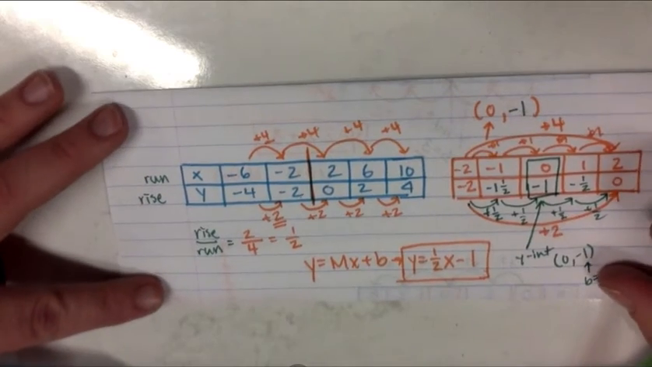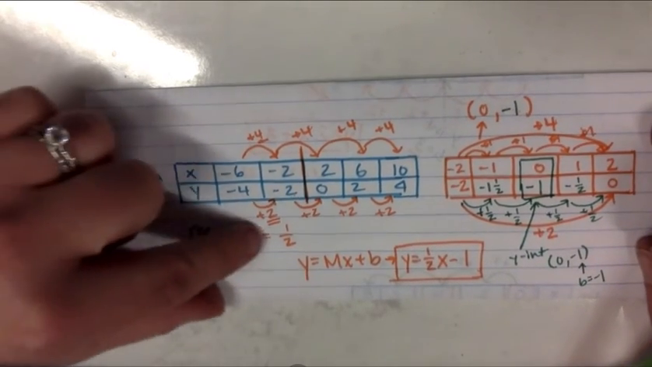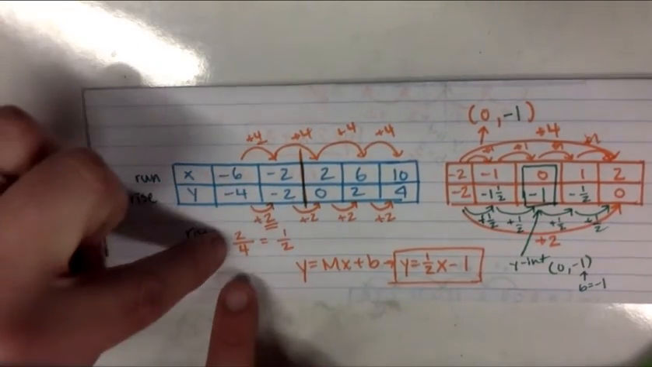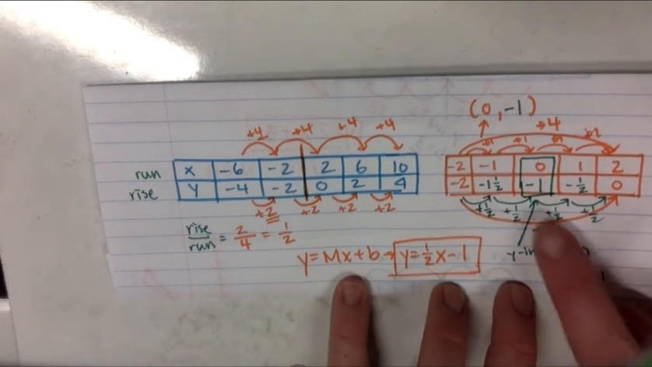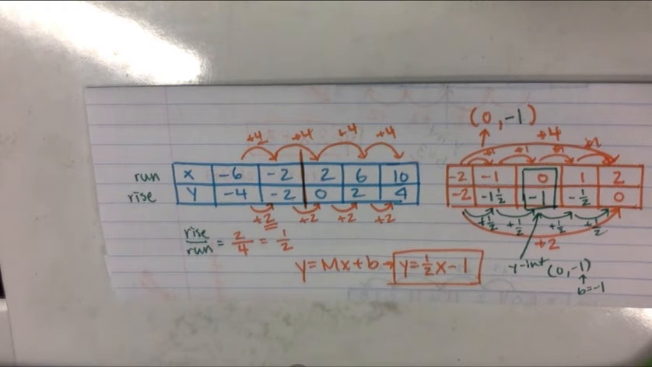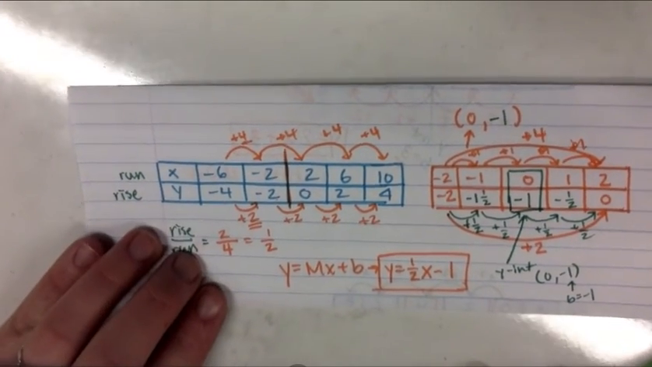All right, so you can see how this table is a little bit more complicated. We have a more intense slope, a 2 over 4 that we had to break down into 1/2. And then we also are using that slope to actually find our y-intercept. That is what I expect you to be able to do as a proficient learner for this particular skill. Thank you for watching.